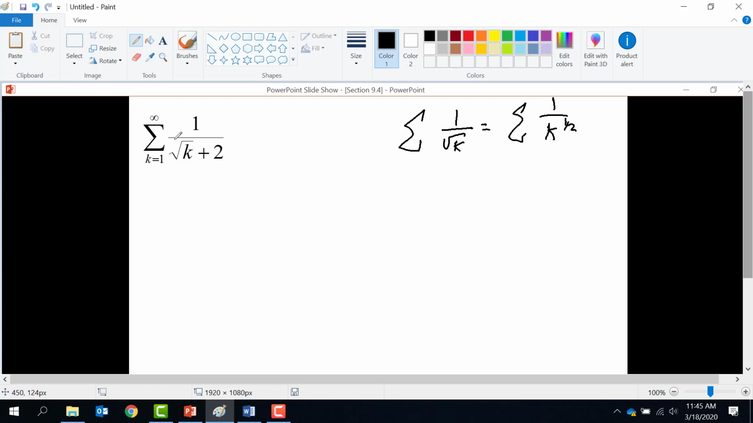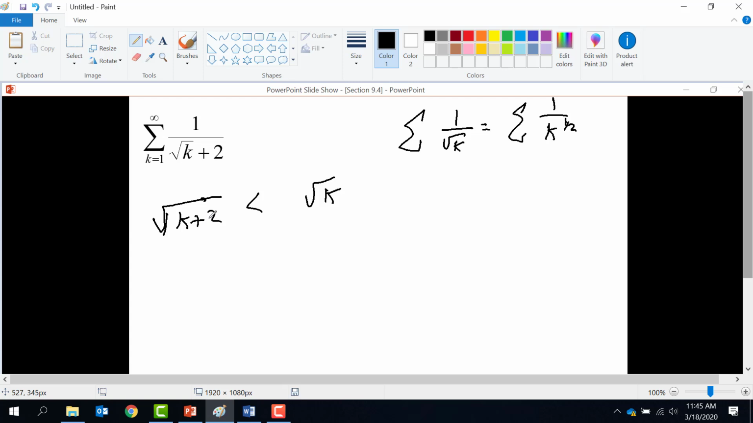But again, because it diverges, what we need is for these terms right here to be more. So we can start with the square root of k plus 2. We want it to be less than the square root of k. Now, obviously that's not true, because when you take the square root of a bigger number, k plus 2 is bigger than k, then you get a bigger number. But what we can do is put a factor inside here.